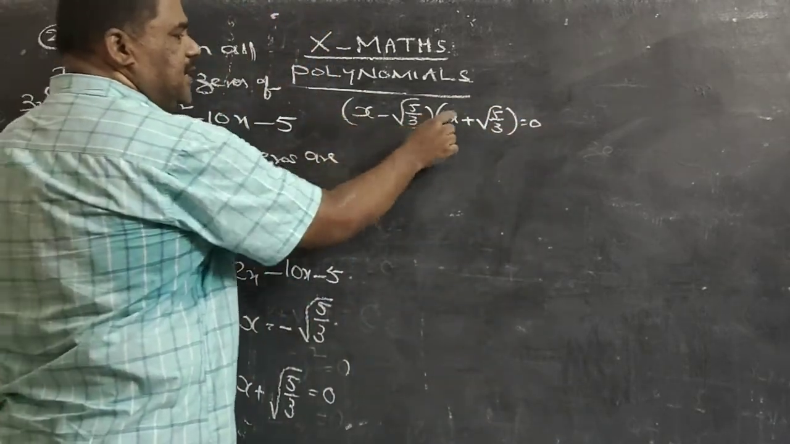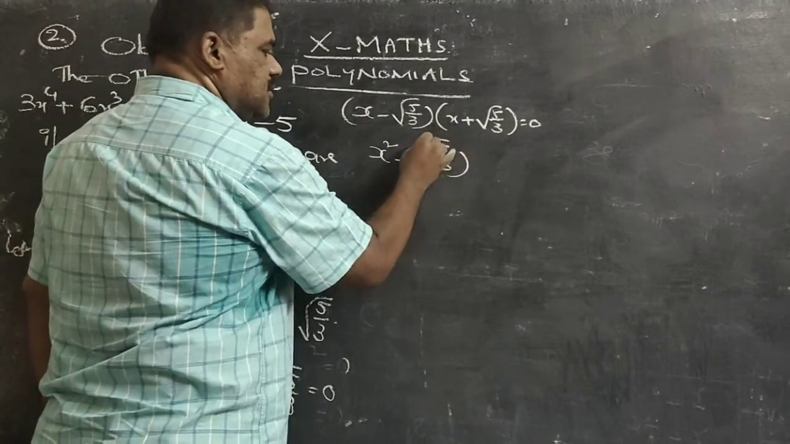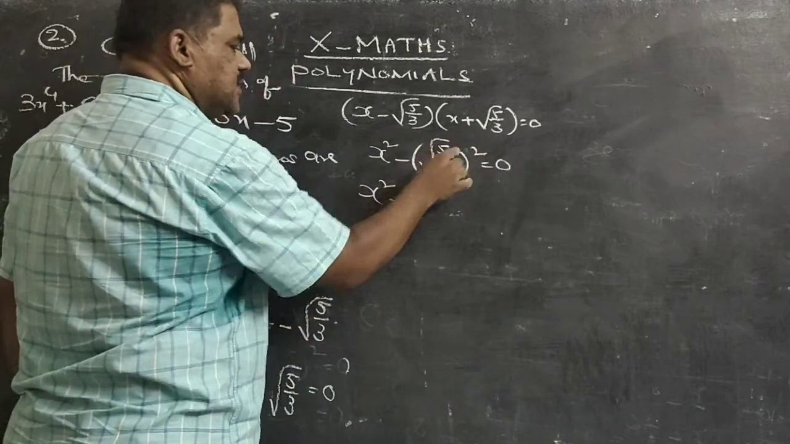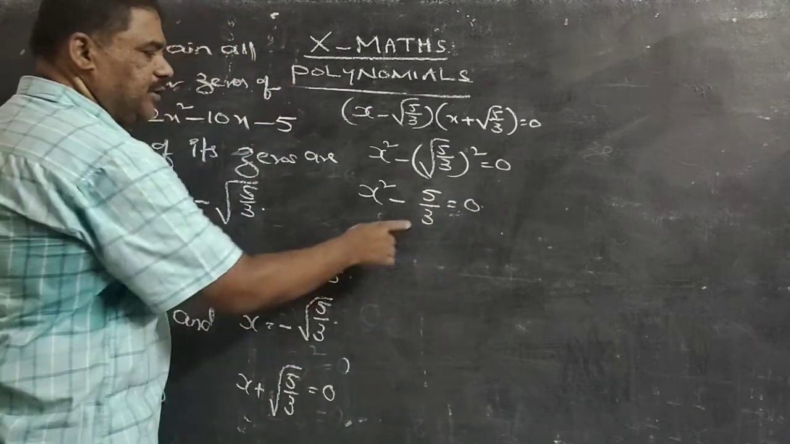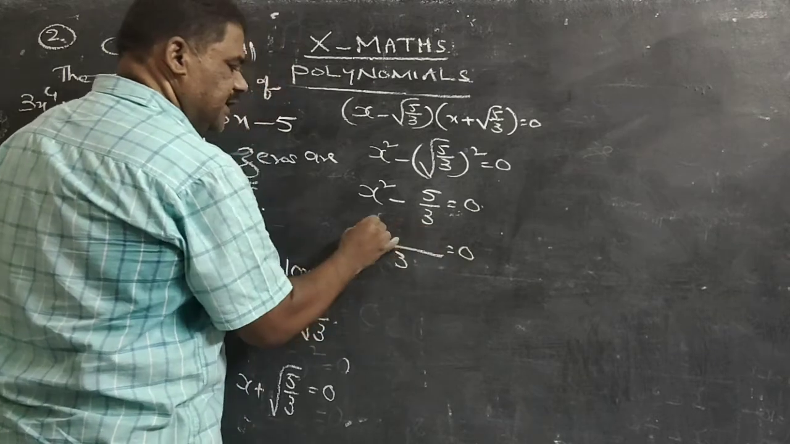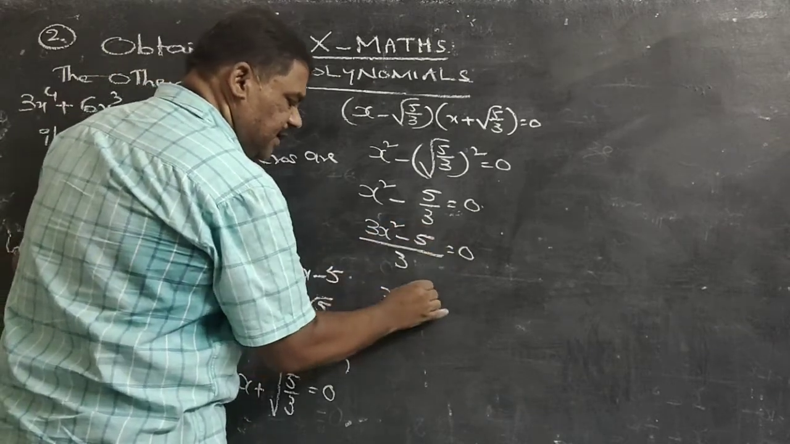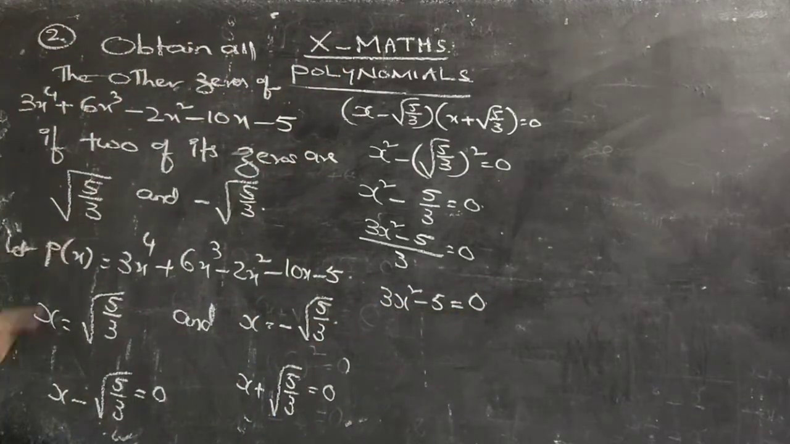A minus b into a plus b, a square minus b square. So it is x square minus root and square cancel. It is 5 by 3. Now take LCM. So it is 3x square minus 5, cross multiply. We will get a polynomial 3x square minus 5 is equal to 0.